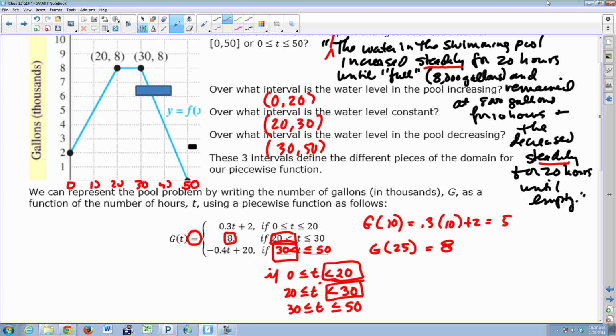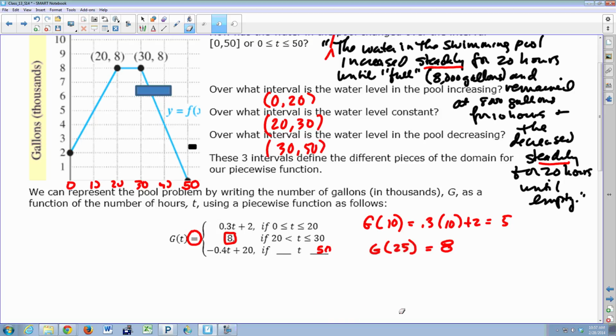Okay? And listen carefully, in this particular picture, it doesn't really matter a whole lot whether you put less than or equal here or here, because look, what do you get if you put 20 into this first line? 0.3 times 20 is the number 6. 6 plus 2 is 8. What happens if you include 20 here? What's your answer? 8. Because that point is on both of these lines. 8 is on this first line and 8 is on that constant line.